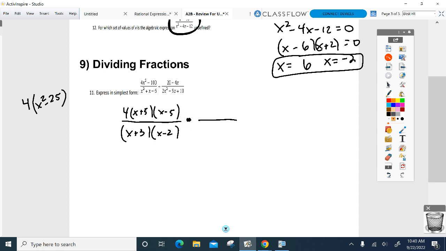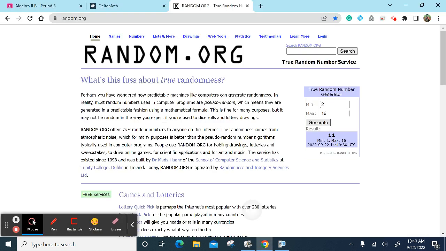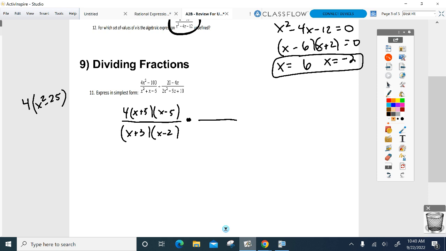Can somebody quickly factor 20 minus 4x? What can you take out? 2. Bigger. Greatest one. 4. 4, yep. And when you divide 4 out of everything, what do you end up with? 5 plus x, 5 minus x.